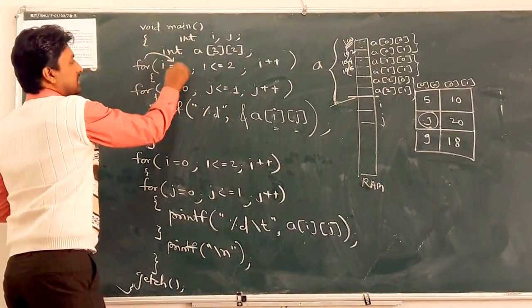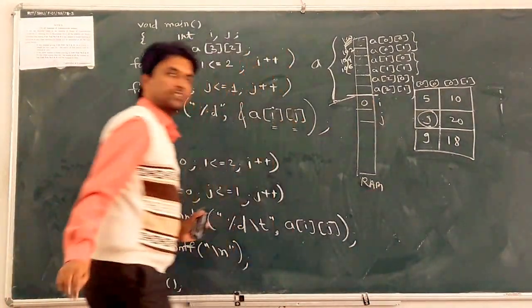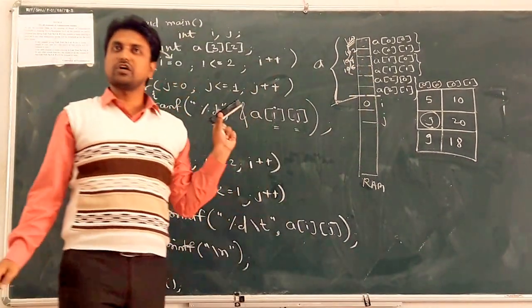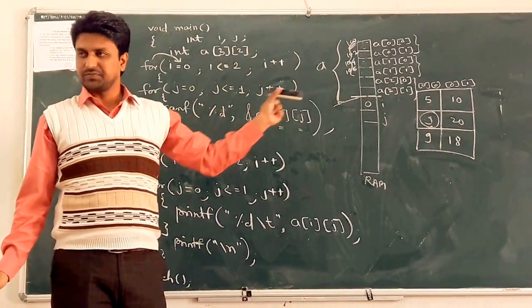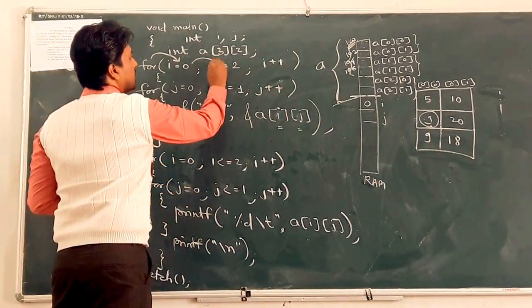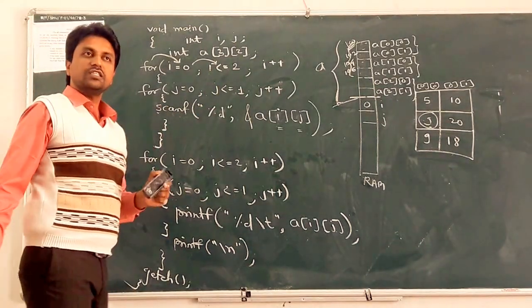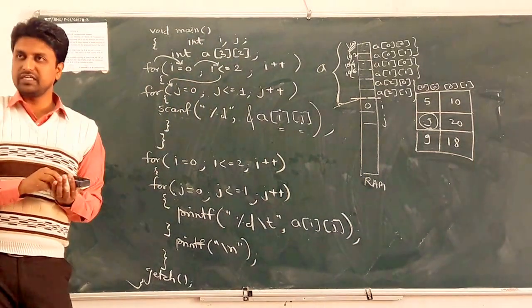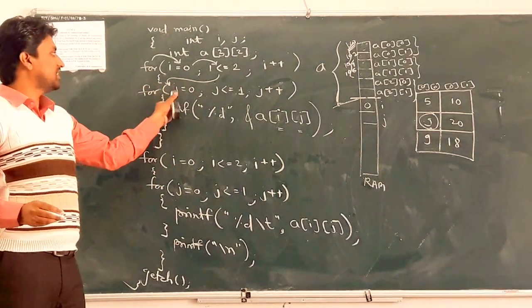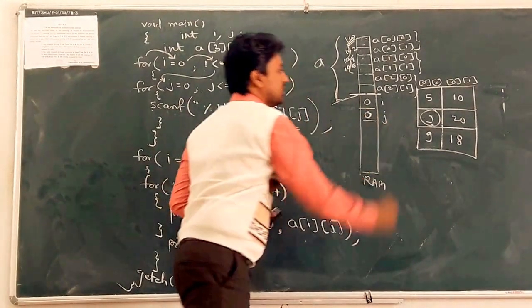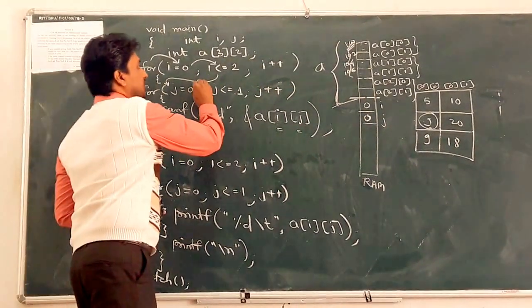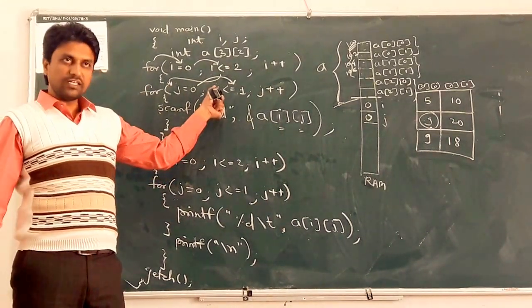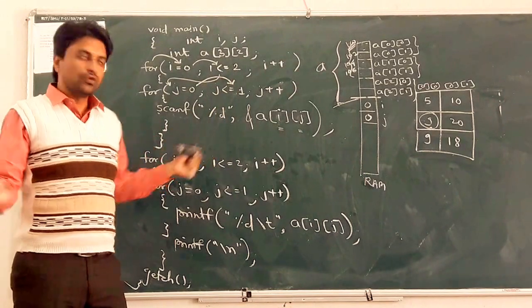Now i is equal to 0. Previously all these locations have garbage values because they are stored on the stack partition. Next condition, 0 less than or equal to 2, condition true. Then the inner for loop, how does it execute? j is equal to 0. Next condition, j less than or equal to 1. j is currently 0, less than or equal to 1, condition true.